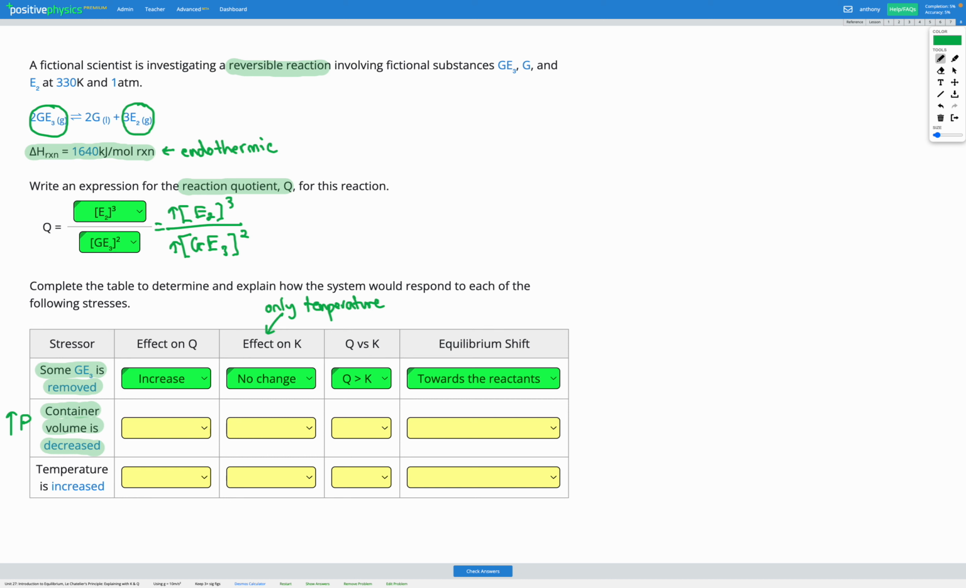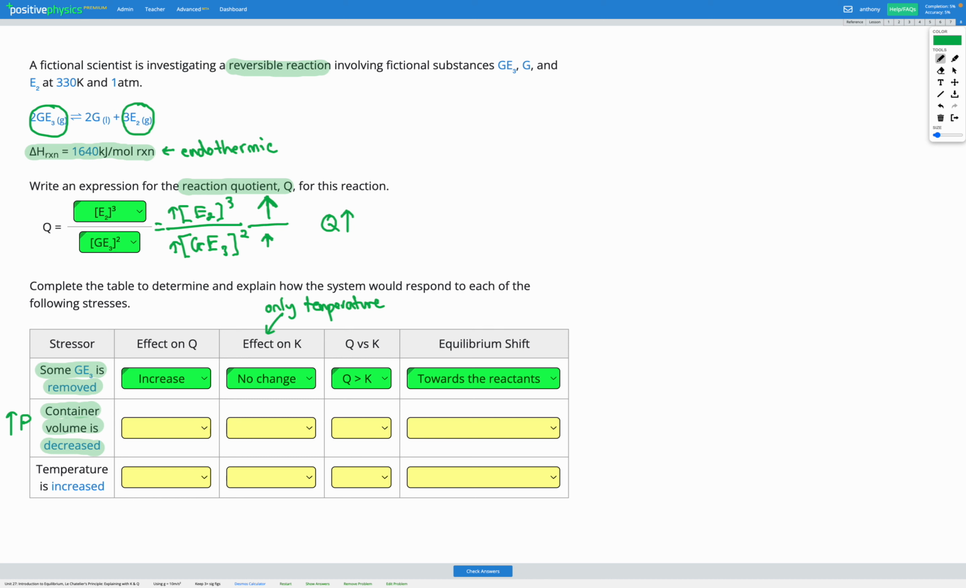However, if we look at our Q equation, we can see E2 is to the power of 3, whereas Ge3 is just to the power of 2. So by increasing the concentrations of both of those by the same proportion, the top part of the fraction is going to get a lot bigger, and the bottom part of the fraction is only going to get slightly bigger. So overall, Q is going to get bigger. That's because we've got to the power of 3 on the top of our fraction.